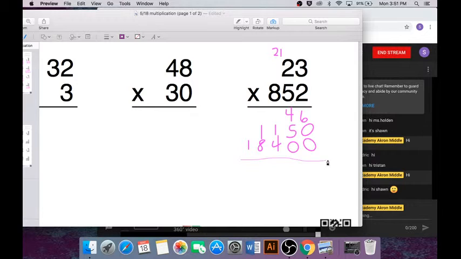We're going to add those together. 6 plus 0 is 6, plus 0 is 6. 4 plus 5 is 9, plus 0 is 9. 1 plus 4 is 5. 8 plus 1 is 9. And 1 plus 0 is 1. So our answer is 19,596.